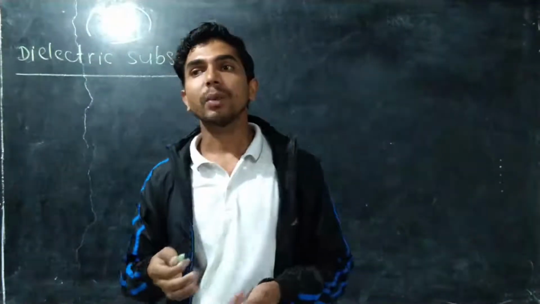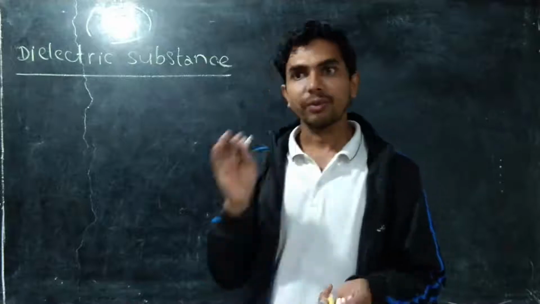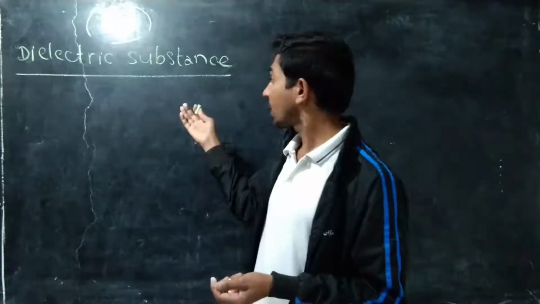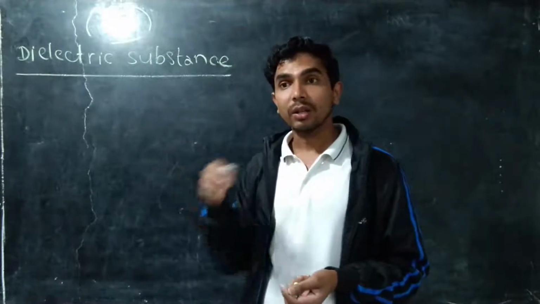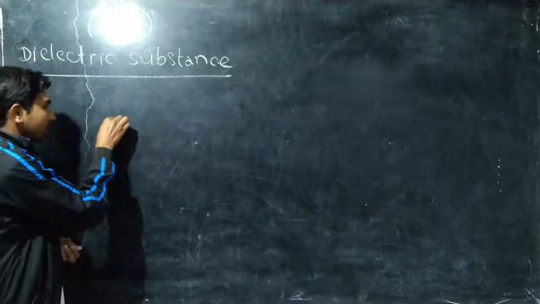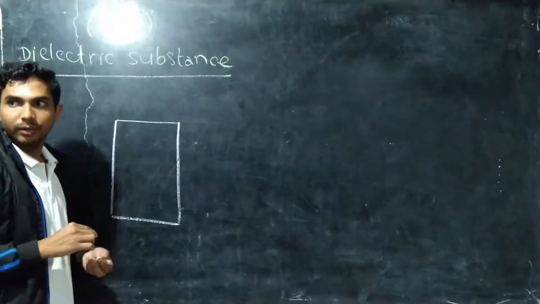A dielectric substance is a non-metal. It is not a conductor of current. So a dielectric substance is basically a non-metallic substance. So suppose this is your dielectric substance.